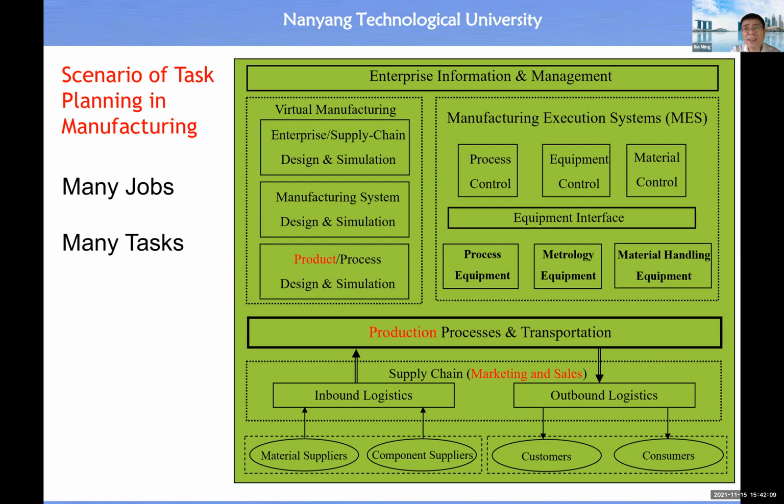Okay, then what is a manufacturing system? From here, you just need to look at the input, the output, and the inner process. For example, we have inbound logistics. This will be the input to the manufacturing system. Then we have outbound logistics. This will be the output from the manufacturing system. And in between, you see production process, transportation. And these include many, many tasks for a robot to do, okay?